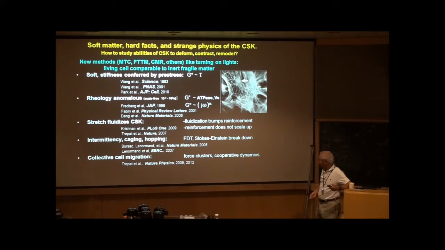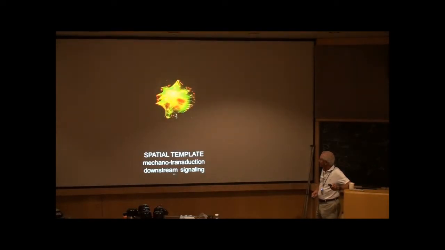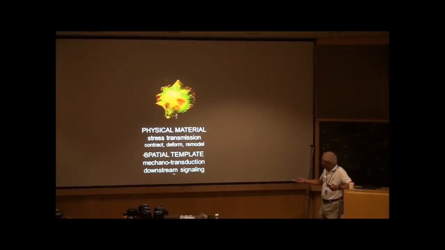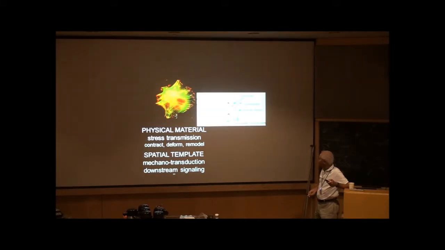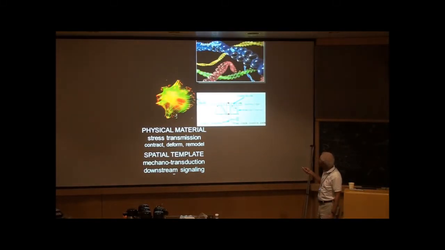Collective cell migration I'm going to talk about in a second, and let me not say anything about that. So just to recap, we can think about the cytoskeleton as a spatial template for mechanotransduction and downstream signaling, or we can think about it as a material for stress transmission that can contract, deform, and remodel. This is an important paper by Chan and Odde that appeared a few years ago where they looked at how cells spread and move.